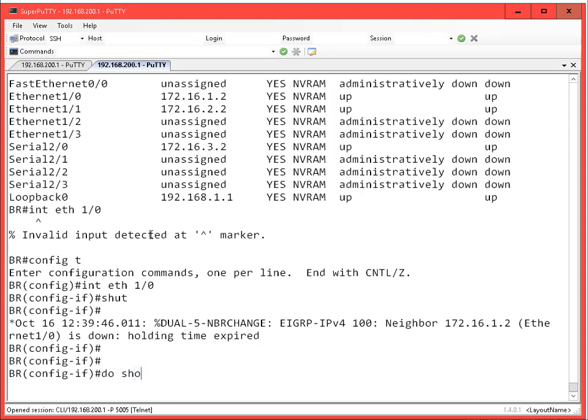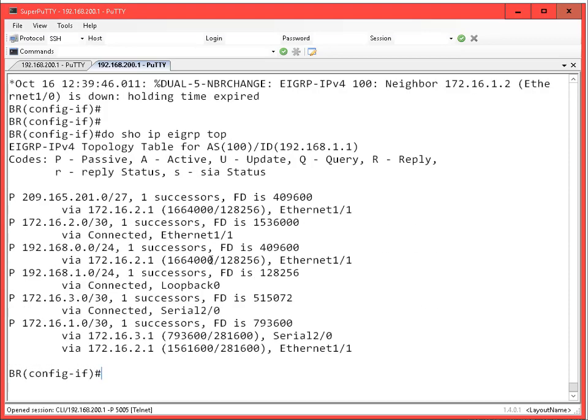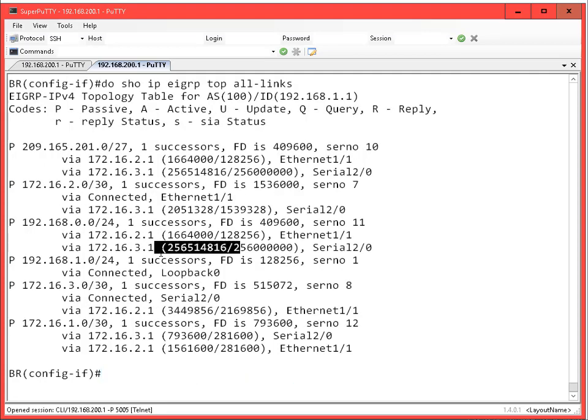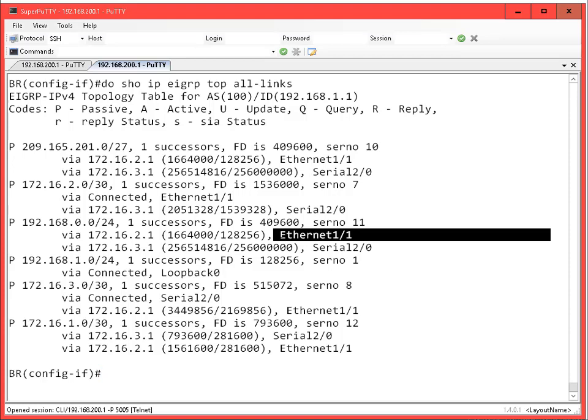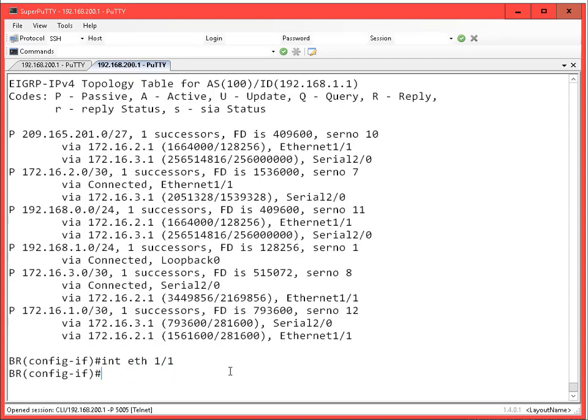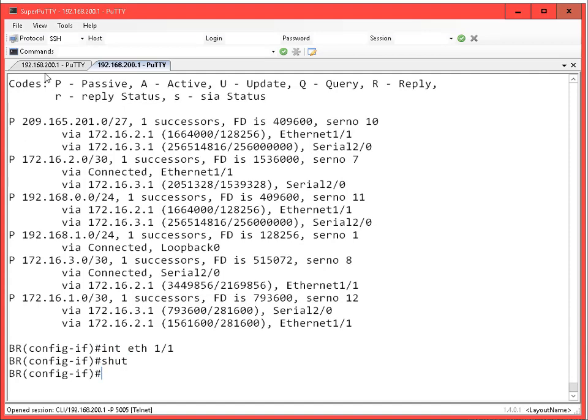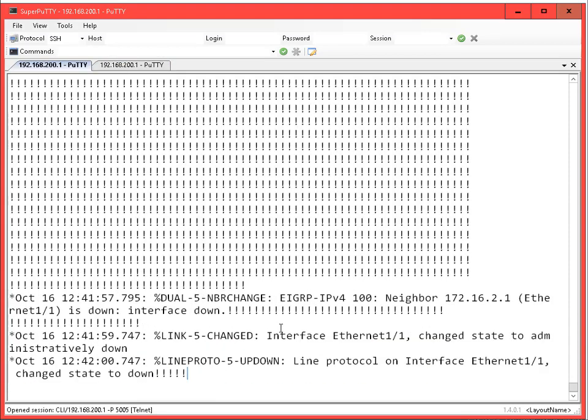All right, do show IP EIGRP topology. We don't have a feasible successor. If I do all-links, we can definitely see that that other path exists. We can definitely see the other path is there. So I'm going to go ahead and shut down Ethernet 1.1. Interface Ethernet 1.1, shut it down, and let's go take a look at our pings.